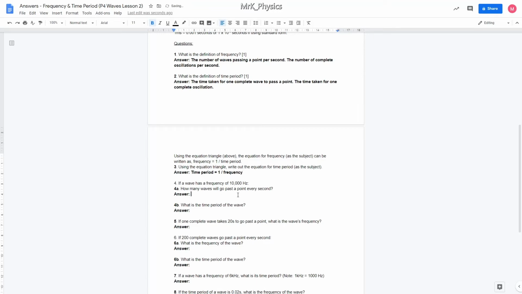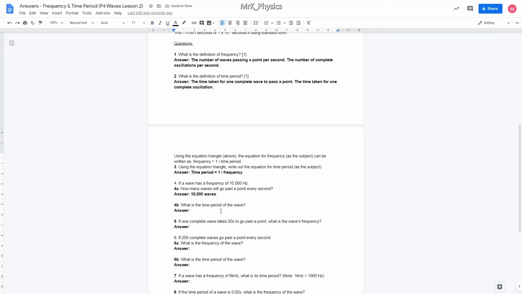So if a wave has a frequency of 10,000 Hertz, how many waves will go past a point every second? Well, Hertz is just the way that we measure frequency. Frequency, we said, is the number of waves passing a point per second. If we want to know how many waves will pass a point each second, we're just stating the frequency, which is then 10,000 for this question.